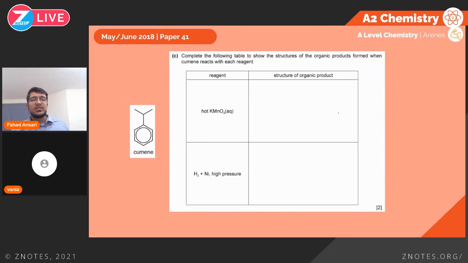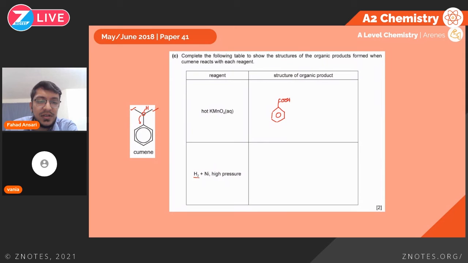Right. Now, complete the following table to show the structures of the organic products formed when cumene reacts with each reagent. So now cumene is first going to react with hot KMnO4, that's an oxidizing agent. And we know that for this reaction to take place, we need a carbon atom that is directly bonded to the benzene ring that has at least one hydrogen bonded to it. And we saw earlier that that is the case. So that carbon atom that is directly bonded to the benzene ring is going to form a carboxylic acid group. And the other carbon atoms over here and over here are going to form just CO2 and H2O.